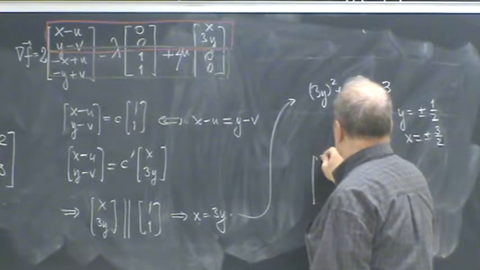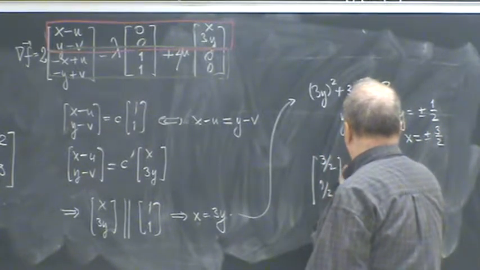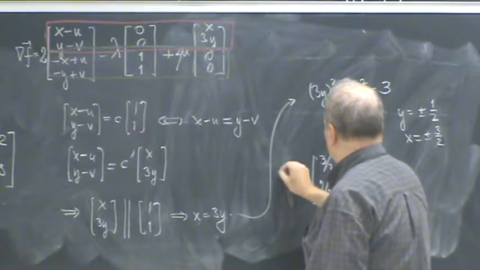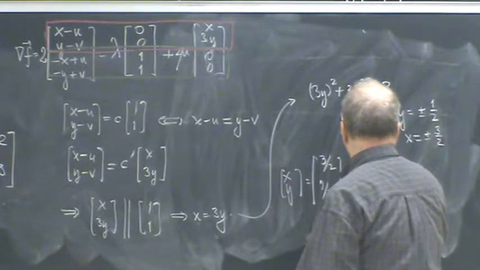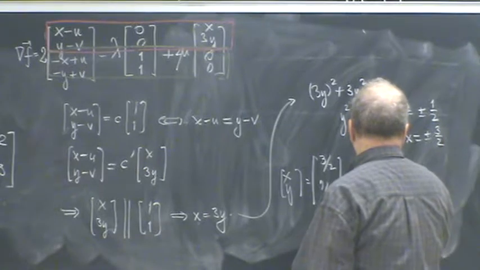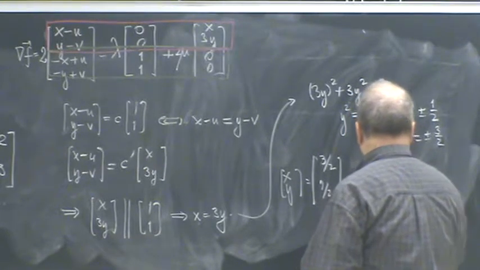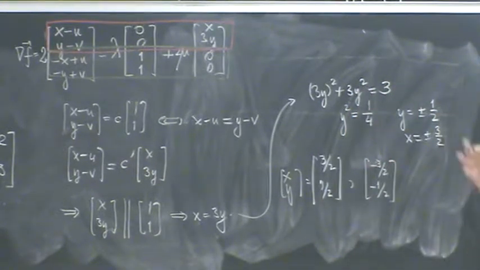So you have the 2 points, 3 halves, 1/2 for x and y, and negative 3 halves, and negative 1/2. I don't think that's going to be it. I'll let you finish the problem, define the corresponding point on the line, and figure out the distance. I don't think the second one's going to be the closest one.